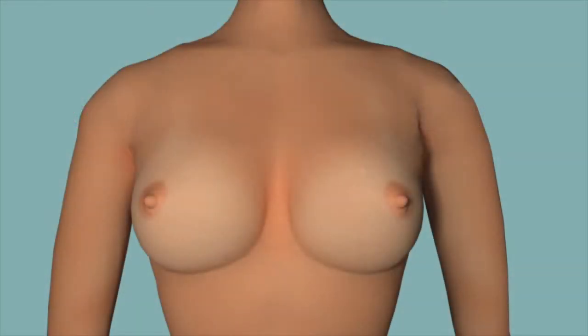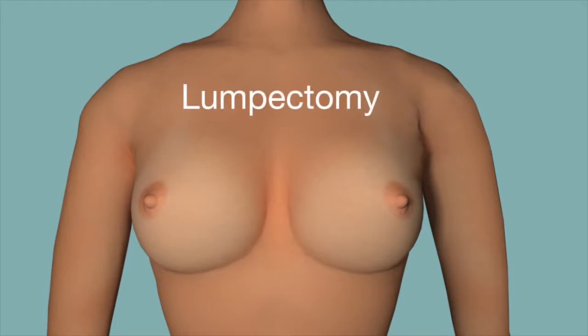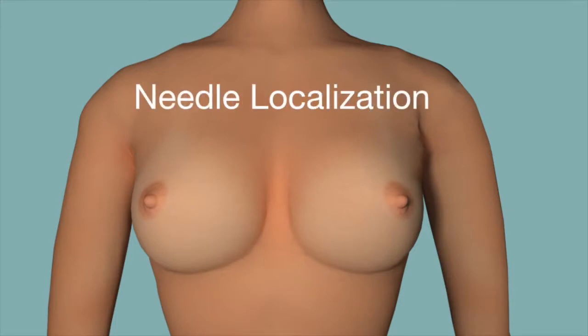To understand localization wire migration, we need to first understand why and how needle localizations are performed. There are two reasons for this procedure. First is to biopsy a suspicious region of the breast that might have cancer. The second reason is to remove known breast cancer. Surgeons call the procedure a lumpectomy, and radiologists call it a needle localization, but these terms are interchangeable.